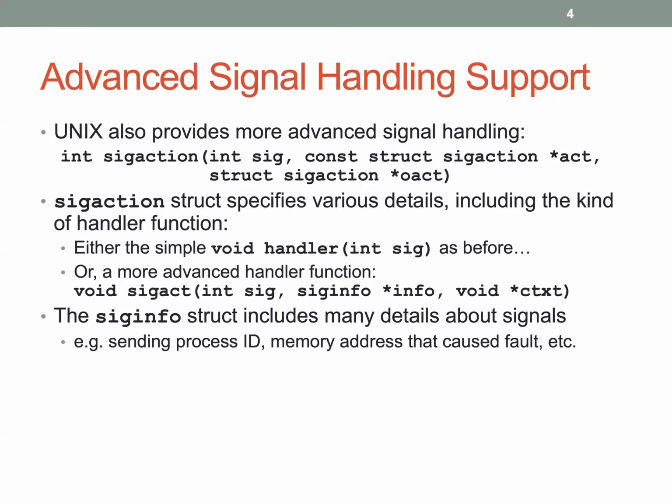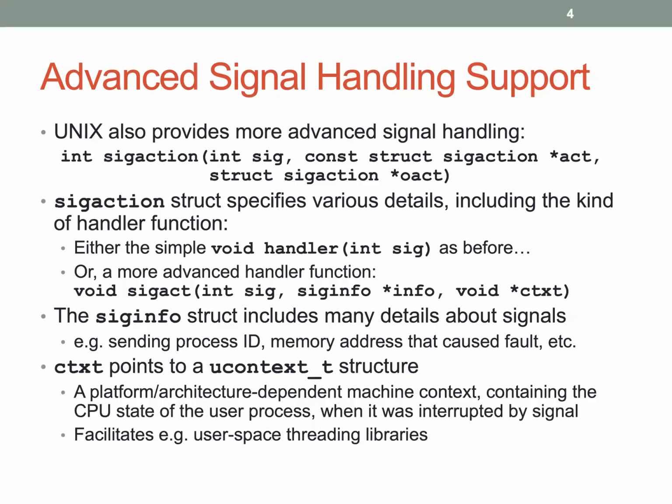Then, as I was saying, the context is this machine context thing, which is obviously platform or architecture dependent. If you're running on a 32-bit operating system or a 64-bit operating system on the same processor, it'll expose different registers because you use different registers in these different operating modes. And it allows you to tweak things, including the instruction pointer of the process at the point that the program was interrupted. So this allows you to build user space threading libraries.